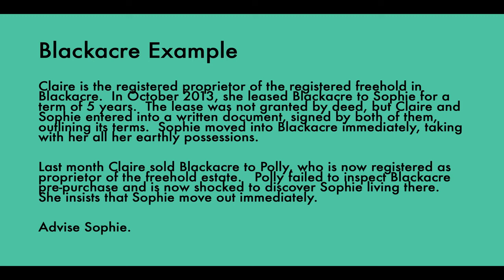In order to work out whether Sophie's right binds Polly, we need to know what Sophie's right is. So once we find out that Sophie has an equitable lease, we can then work out its impact on Polly by applying the rules in section 28 and section 29, and then cross-referring if we need to Schedule 3. Okay, so Claire is the registered proprietor, and she leases Blackacre to Sophie for a term of 5 years.